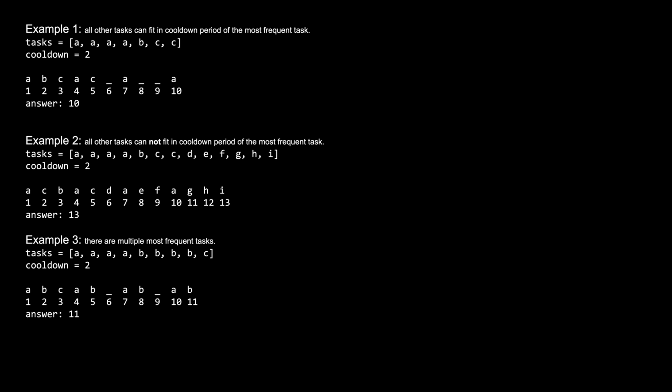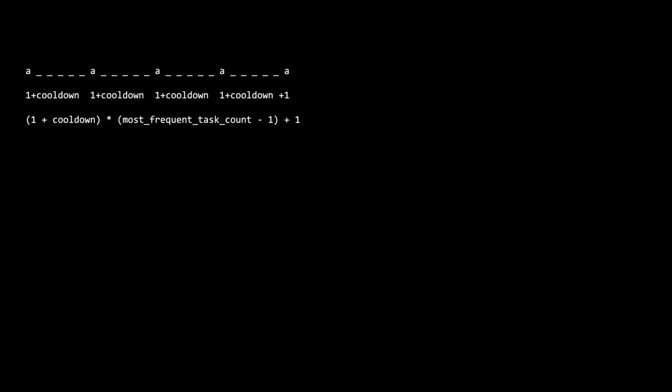Finally, we have our third and final case, where multiple tasks are tied for most frequent. So in example 3, you can see that both task A and task B are the most frequent with 4 occurrences. Let's go through how we can determine the answer for each of the cases. For case 1, since all the tasks fit within the cooldown of the most frequent task, then we know that the time to process the most frequent task is the limiting factor, and we don't have to pay attention to the other tasks. The time it takes to process the most frequent task is equal to the cooldown period plus 1 times the amount of the most frequent task minus 1 and then plus 1.